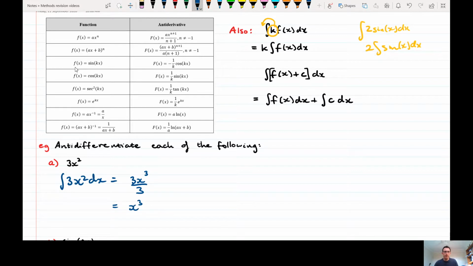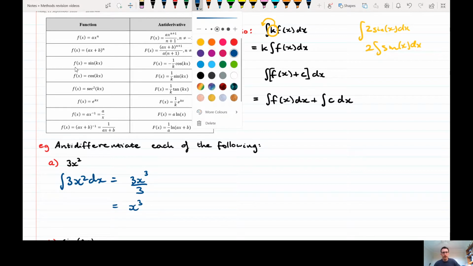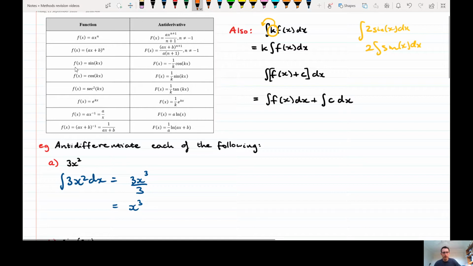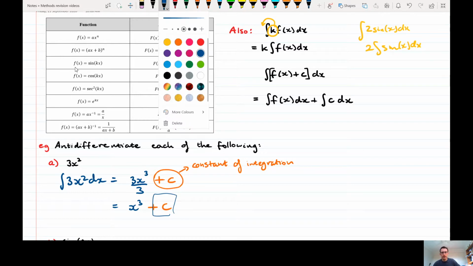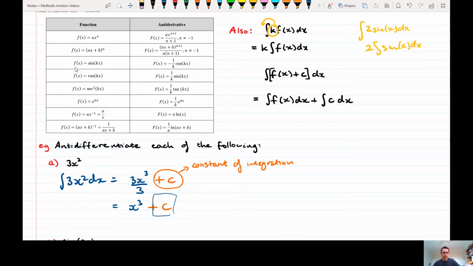Now, something I haven't written there yet, that you need to remember every time, is to write plus c. And this is our constant of integration or anti-differentiation constant. And that's important to include, because if you are anti-differentiating something, you don't know what's happened with the constant, because all the constants you get in an antiderivative, sorry, in a derivative, disappear.